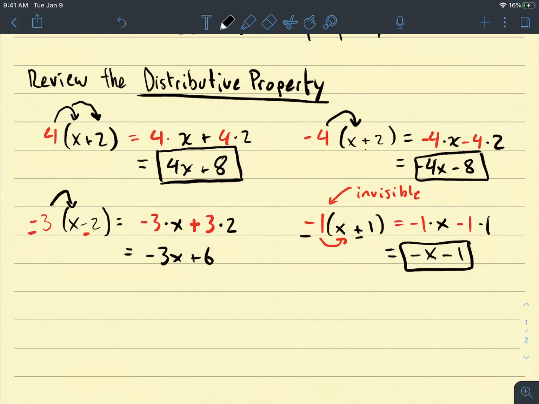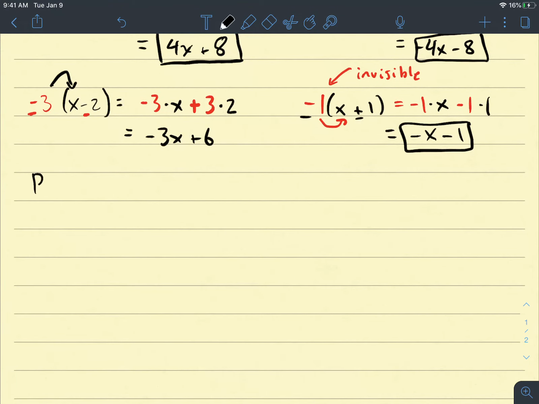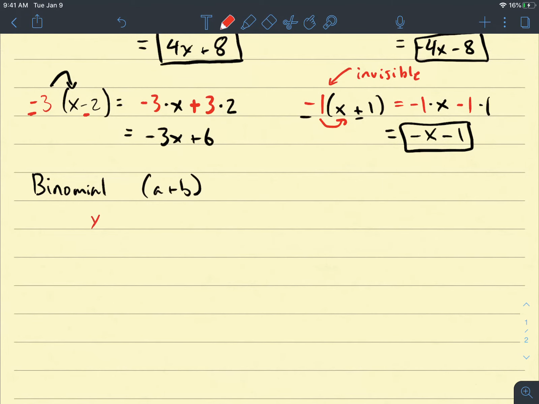And so this is just the distributive property. Now we're going to be using this to be able to multiply using binomials. So what is a binomial? If you remember from the previous chapters, a binomial is any expression that has two terms, like a plus b. But in this case, our binomials are going to look more like x plus 2 or 3x minus 1. That's more like it. And we're going to learn how to multiply these together.